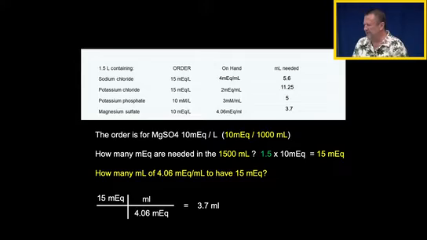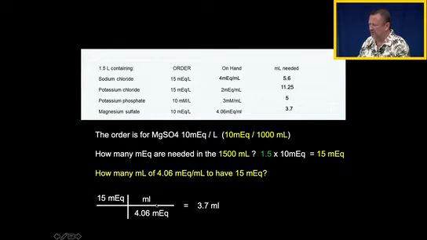All right, so now we're going to add magnesium sulfate. We want 10 milliequivalents per liter. The order is 10 milliequivalents per liter. So I know that there must be 15 milliequivalents of magnesium sulfate in that 1.5 liter bag. So how many milliliters of this 4.06 milliequivalent per mil solution? I think they've tried to make things complicated for us. How many mils of 4.06 milliequivalents per milliliter is required to have an overall 15 milliequivalents?